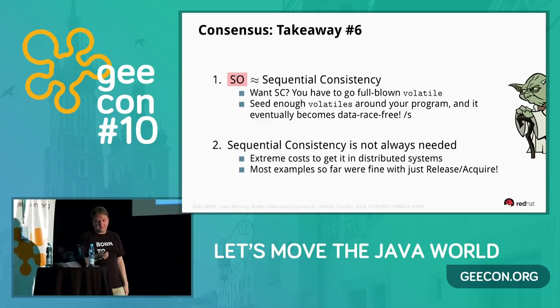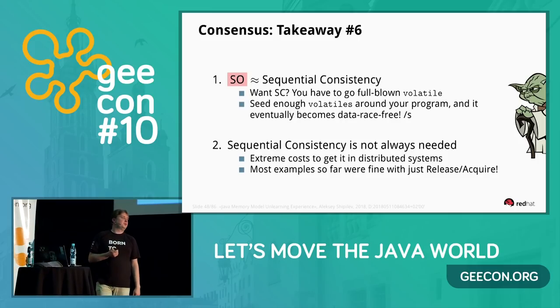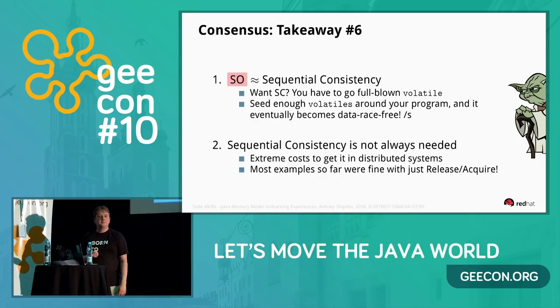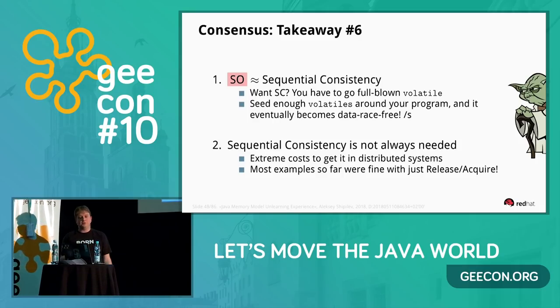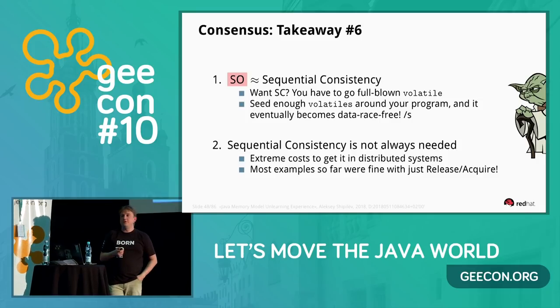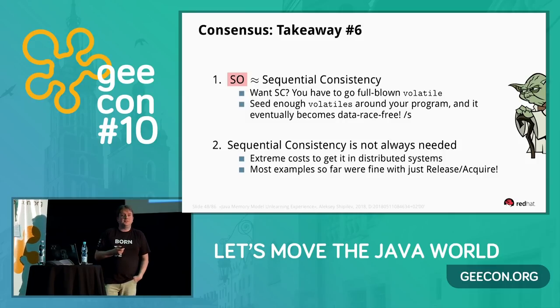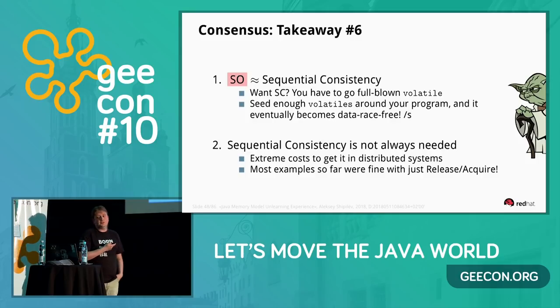So takeaway number six: if you want sequential consistency, you want consensus in your code, you have to go full volatile, or full synchronized, or full whatever strong mode that you have. And sequential consistency is not always needed. Notice that in the examples before for causality and happens-before, we got away without sequential consistency fine. This is actually the stronger thing that you need if you, say, build locks or some coordination primitives. If you just want to pass values between threads, release-acquire is enough. Consensus is really needed in a few rare cases.